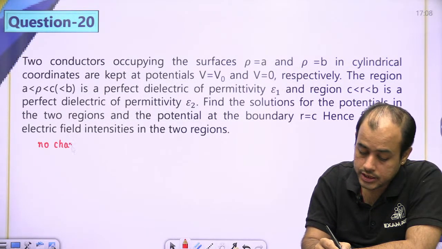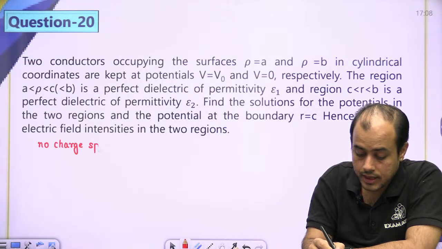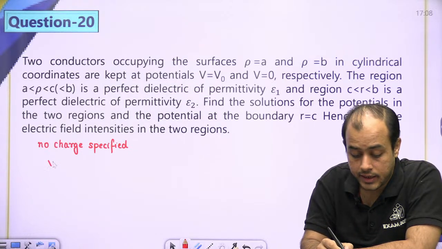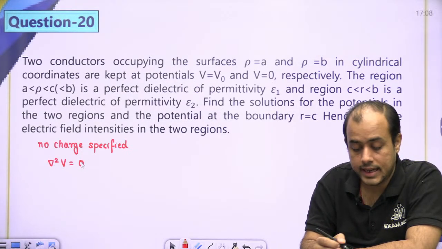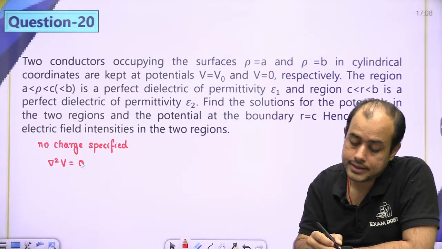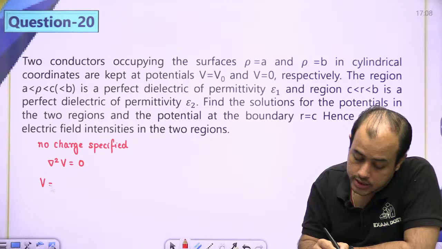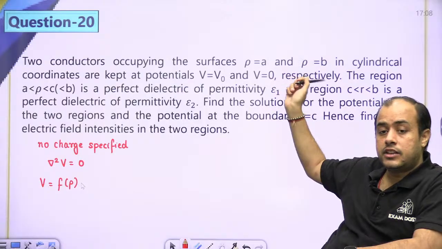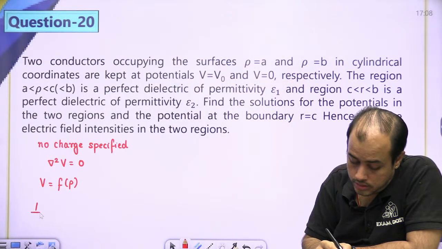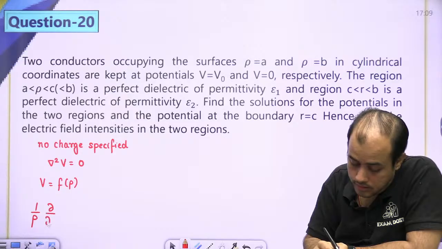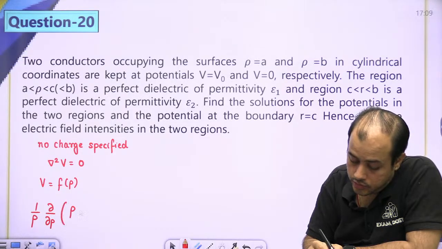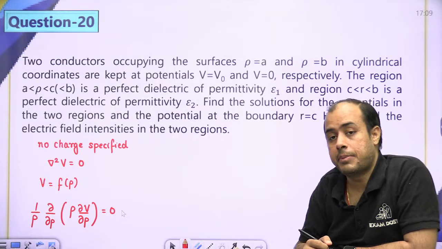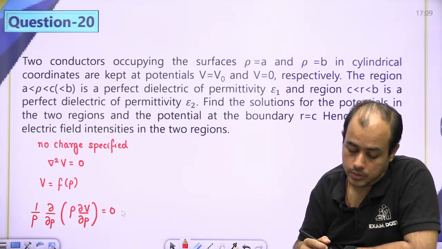such kind of questions are the application of Laplace equation. There is no charge specified. So I can apply Laplace equation in the charge-free region. Now potential is a function of rho because the value of potential is given at different values of rho. So H2 H3 by H1, I will write like this. I will only take in the Laplacian the term concerned with rho.